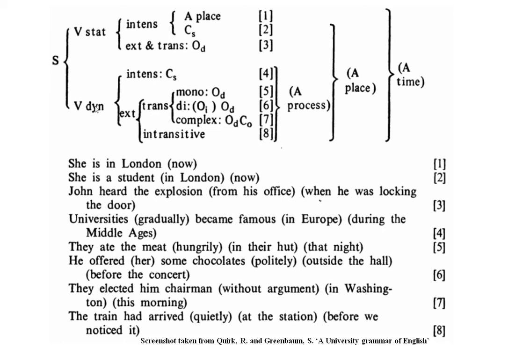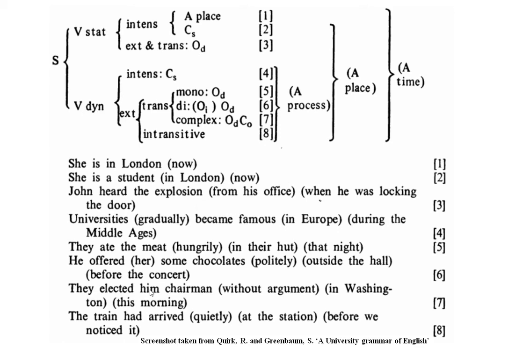extensive dynamic verb. Okay, what about sentence number 7? In 7 we do have the verb elect, and the verb elect is a dynamic verb. And the question why? The answer, because it denotes an action. And this verb is an extensive verb. Why? Because it's followed by an object, him. So elect is an extensive dynamic verb.